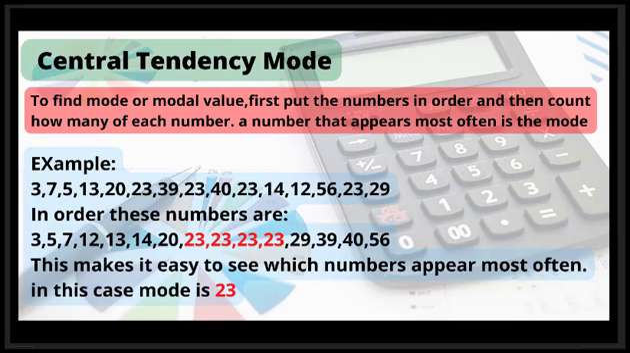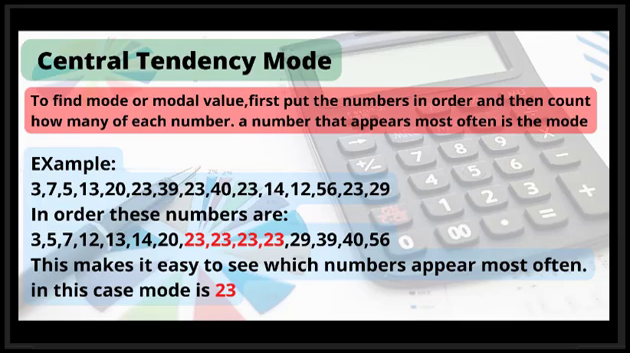Here we have some numbers. They could be anything, a student's scores, or anything else. Let's say you are asked to find the mode of this observation. As I said, mode is the number which appears most often. What do you do to find the mode?